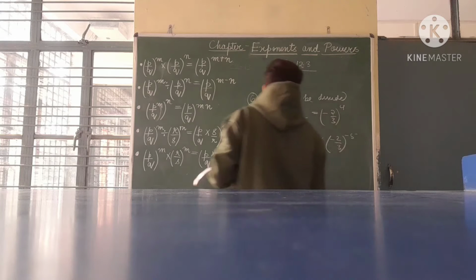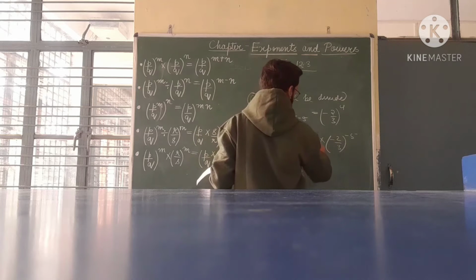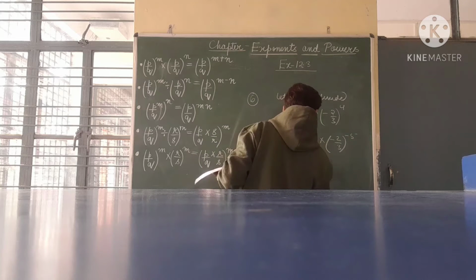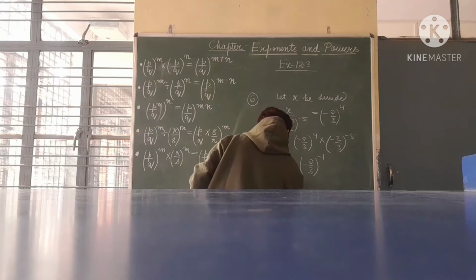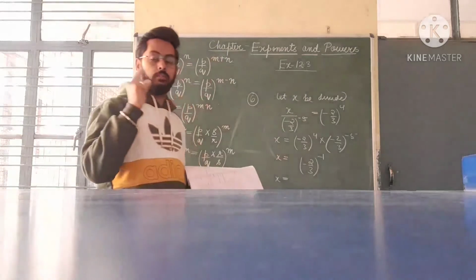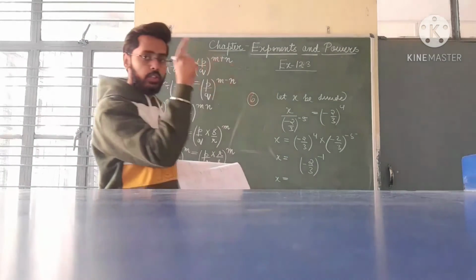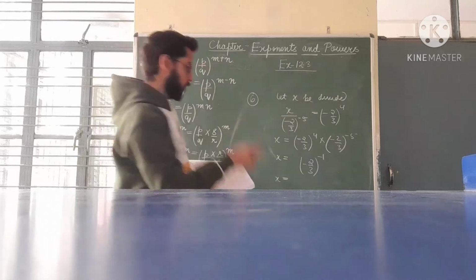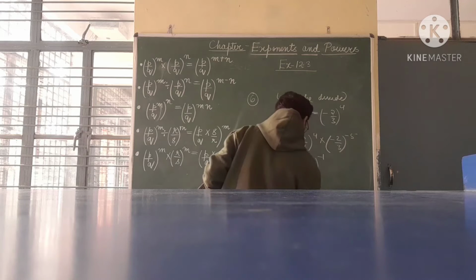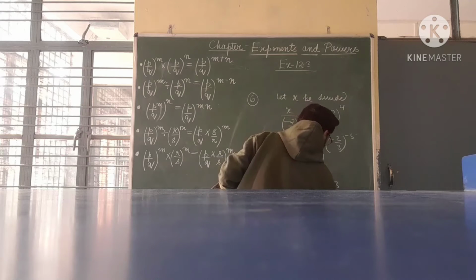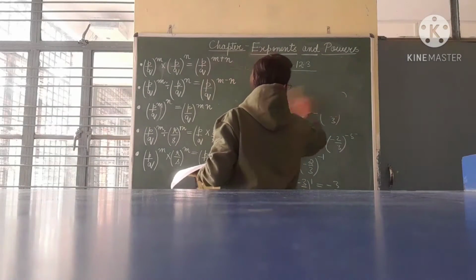Now we get x is equal to, since we have the same base, the powers will be added: 4 minus 5, we get minus 1, so minus 2 upon 2 to the power minus 1. And when we have to get rid of this minus sign in the power, we just reciprocate the fraction, that is 3 upon 2 to the power 1, that is minus 3 upon 2. Okay students, like this we have to do the questions.